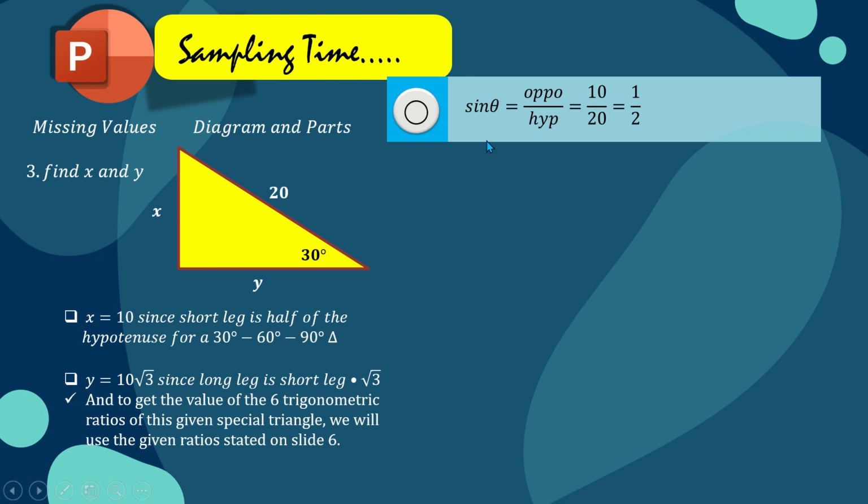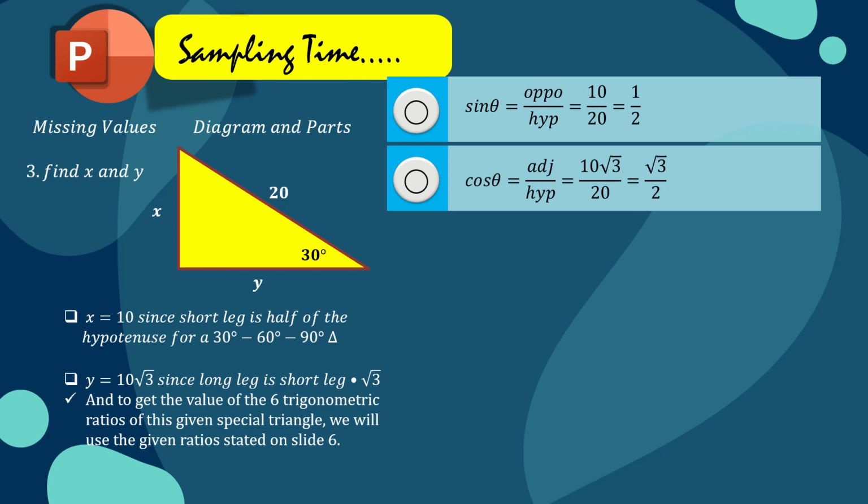Okay. The sine function of this reference angle 30 degrees is equivalent to opposite over hypotenuse. Ang opposite is x over hypotenuse 20. Where natong opposite side is 10 over hypotenuse 20. Reduce ang 10 over 20, which is 1/2.